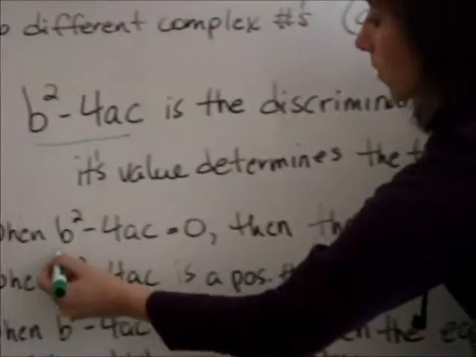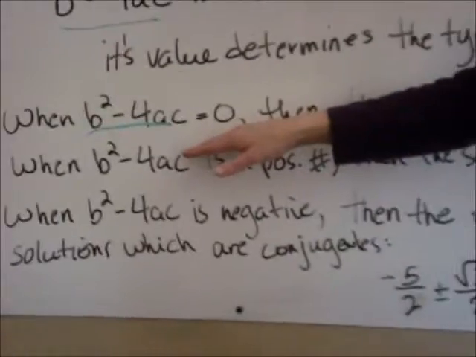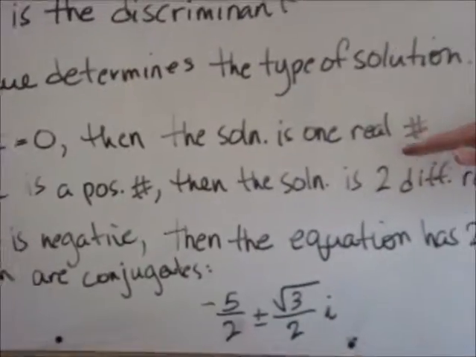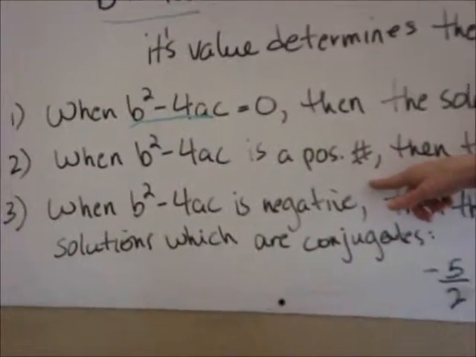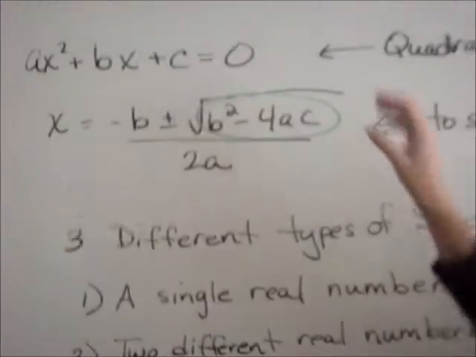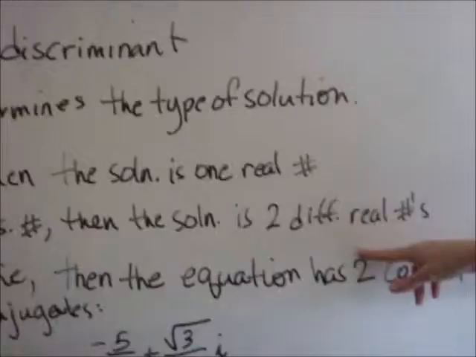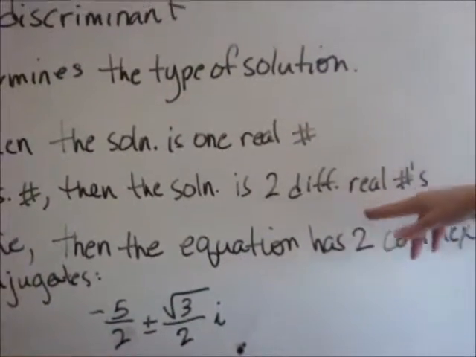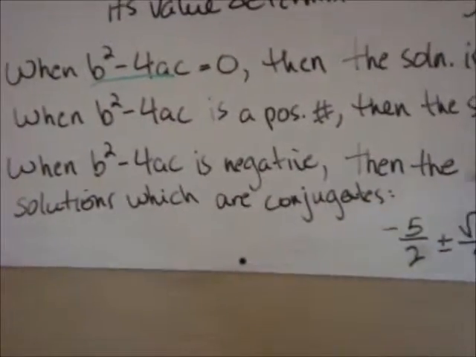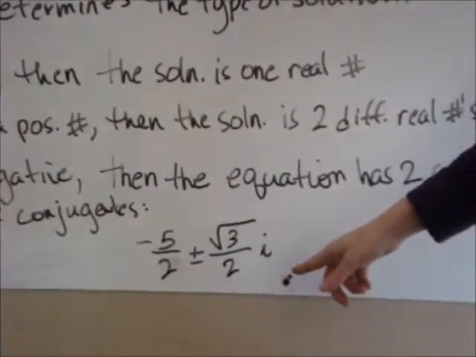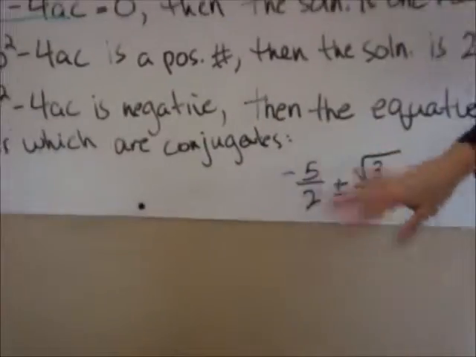So when you put your numbers in, and we get 0 out, then you know there's one real solution. When we put our numbers in and we get a positive number out, like a 3, then we know there are going to be two different real solutions, not imaginary. And if we get a negative number out, then we know we're going to have two complex solutions that are conjugates. So let's just try two examples.